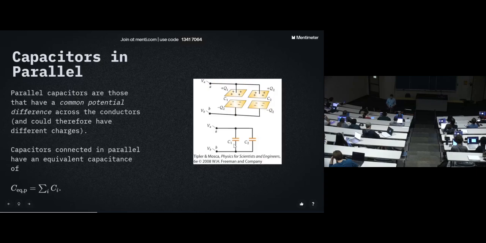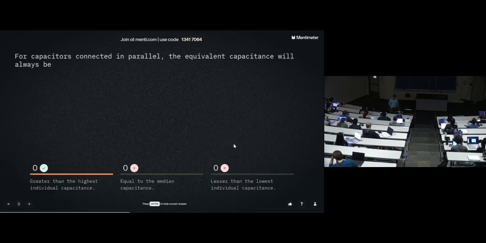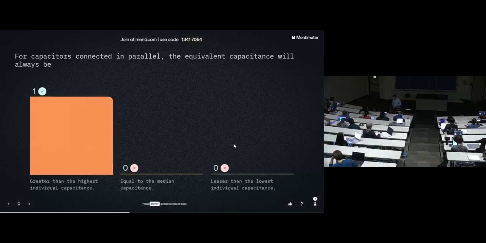Capacitances in parallel add together. So for capacitors in parallel, the equivalent capacitance should always be greater, equal, less than.